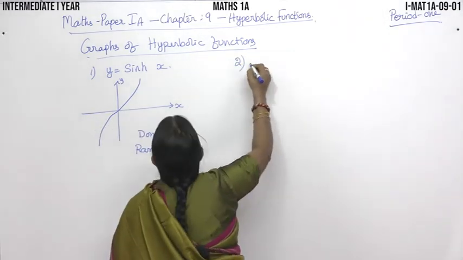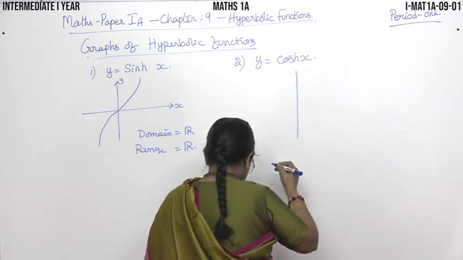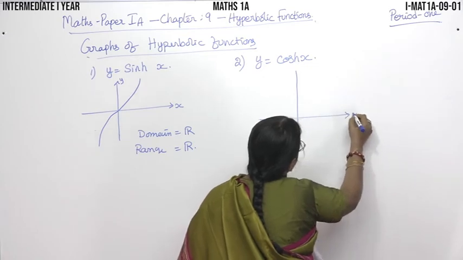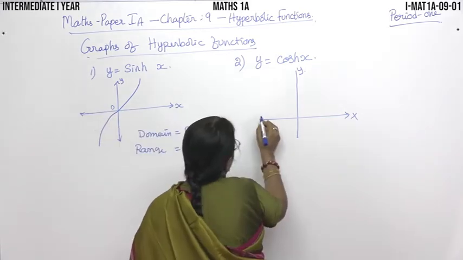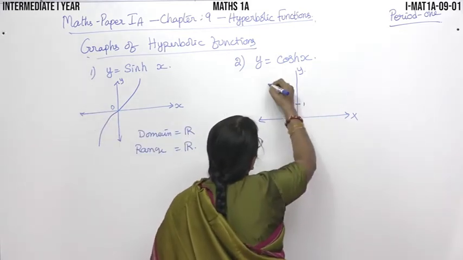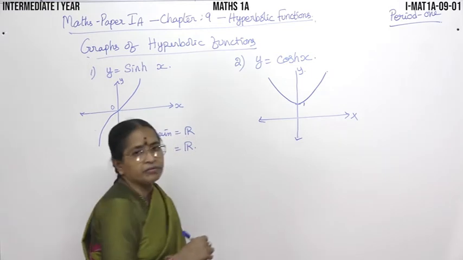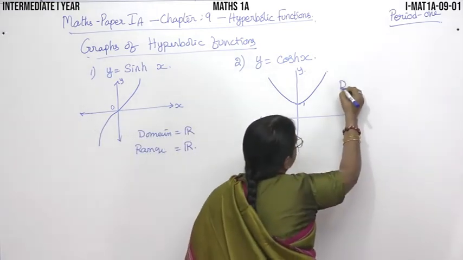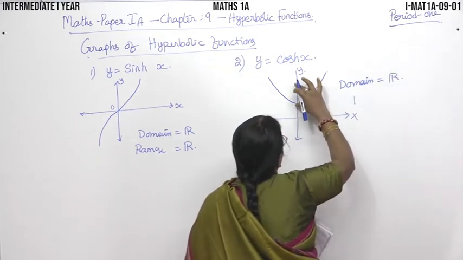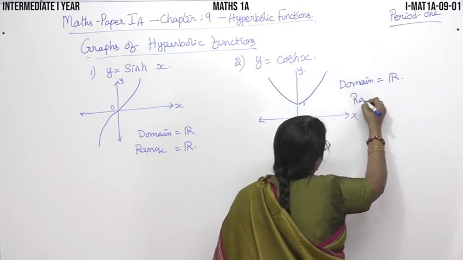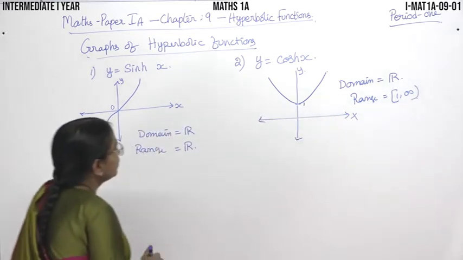Now next one is y is equal to cos hx. This is x-axis, y-axis, this is origin. So this is 1. You will have an upward parabola-like curve like this. So this is the graph of y is equal to cos hx. For this the domain is the real number set and the range is just 1 to infinity. So this is the graph of cos hx.